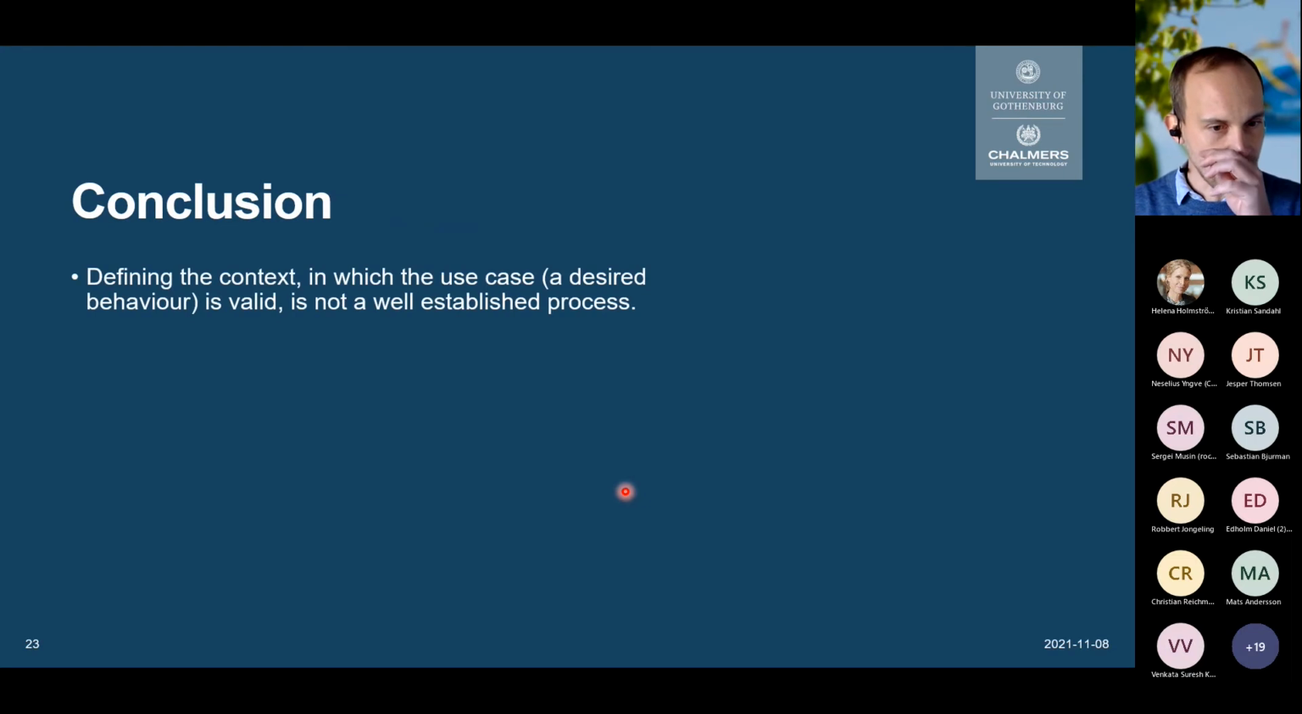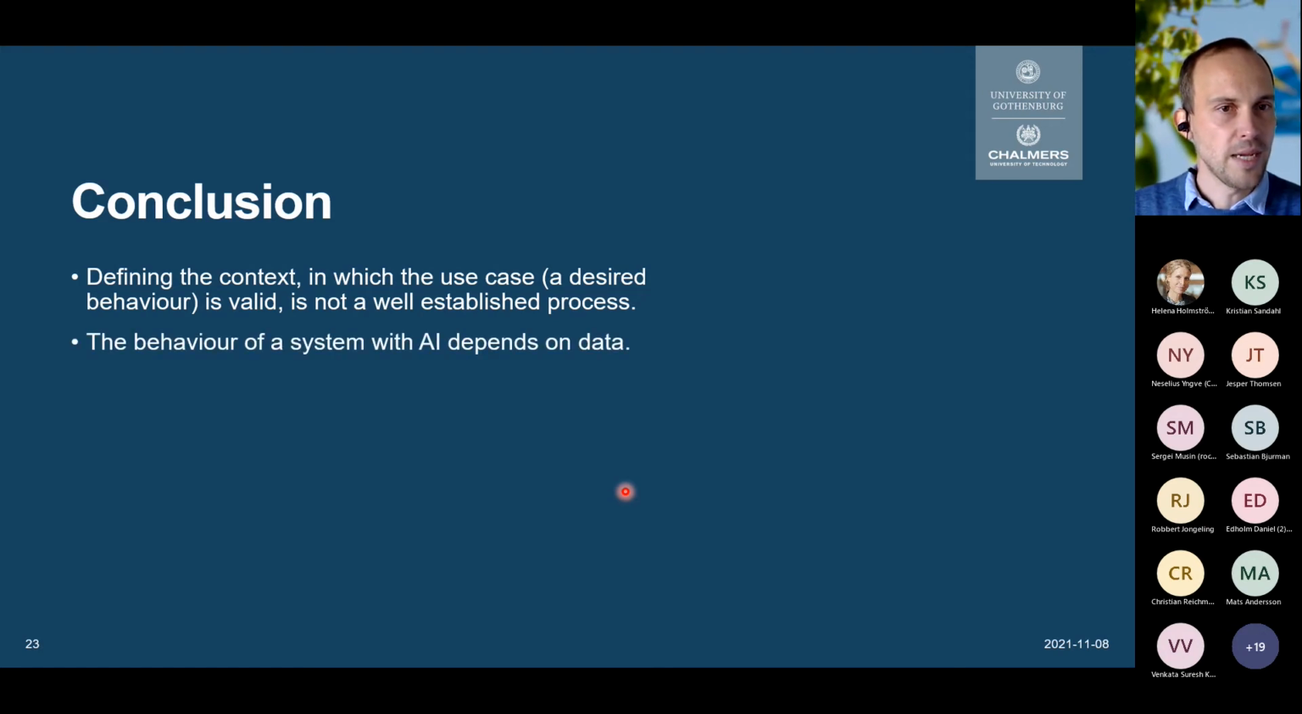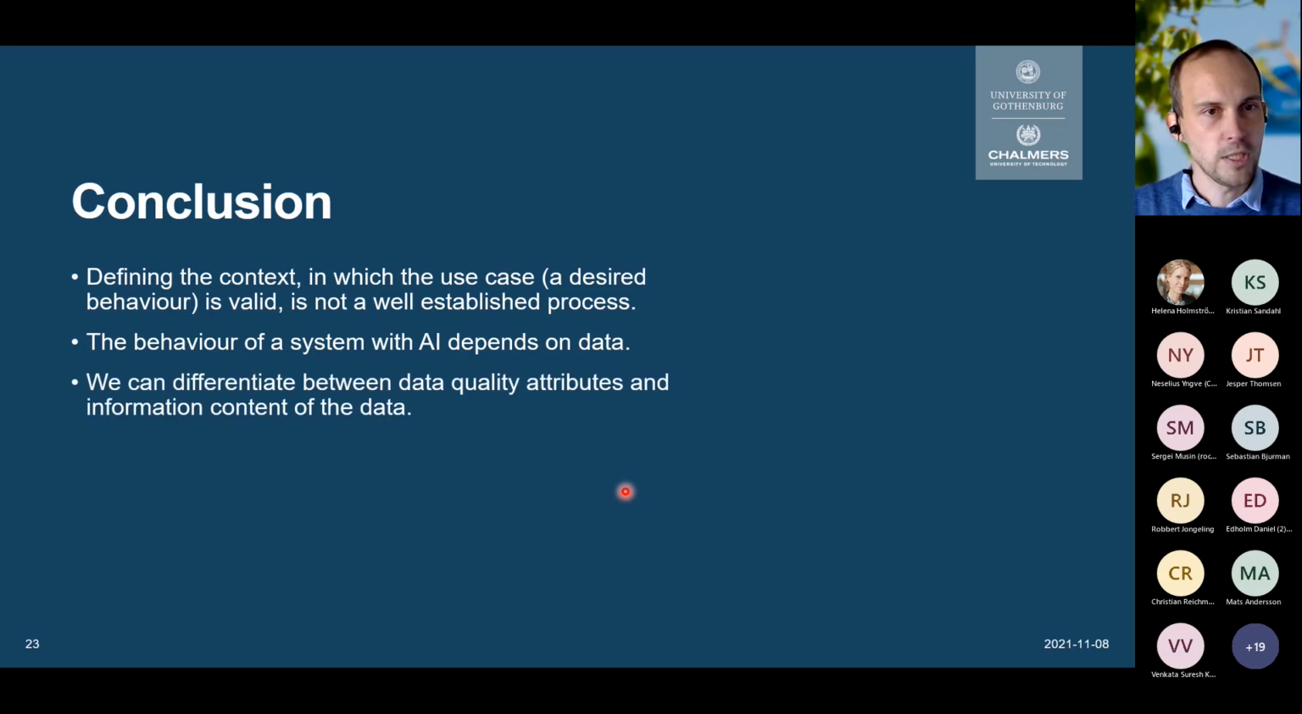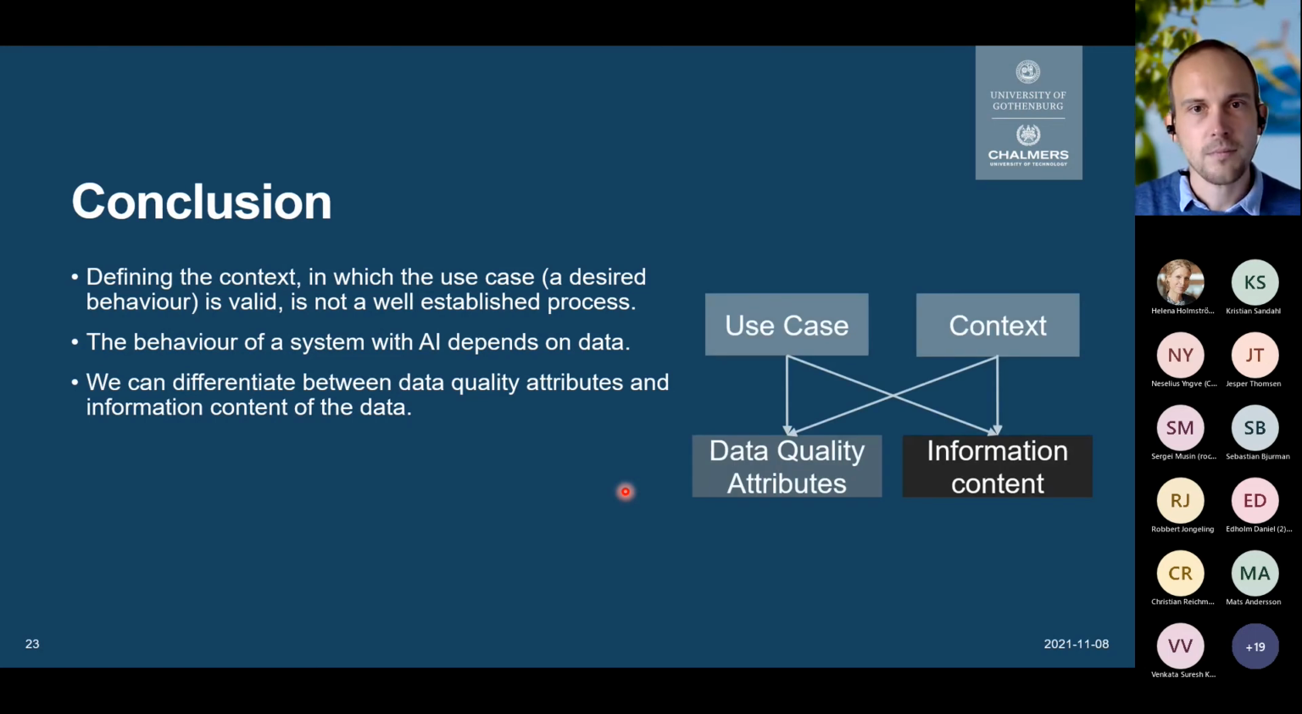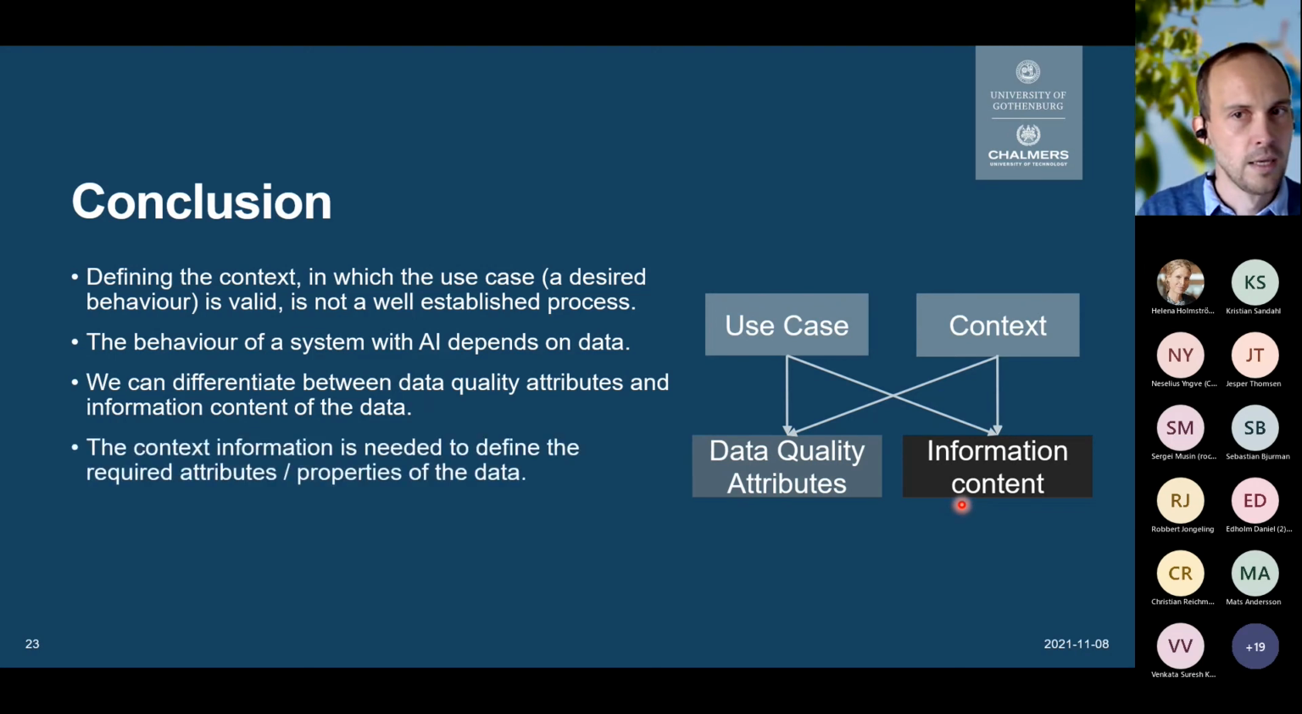So in conclusion, defining the context in which a use case's desired behavior is valid is not a well-established process, but the behavior of a system with AI depends significantly on data, and that data needs to be valid in this defined context. We can differentiate between data quality attributes and information content of the data. Given a use case in a given context, we can define data quality attributes that we need to follow, but we also need to define the information content that the data needs to contain.